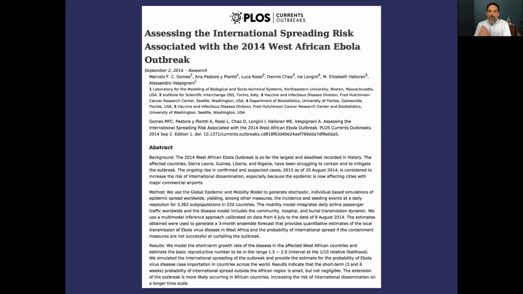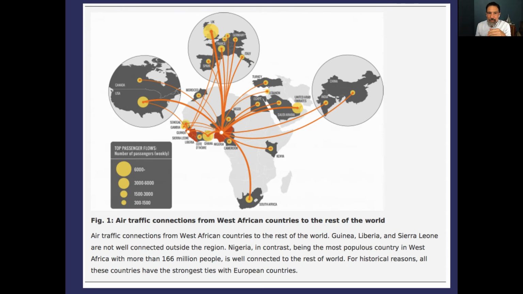Now, those were models that tried to predict the spread of Ebola within West Africa where the outbreak was occurring, but there were also some models that attempted to predict whether and where there might be spread outside of West Africa. And this model used data on air traffic connections from West Africa to the rest of the world to try to predict where cases outside of West Africa might be more likely to appear or to be imported to.